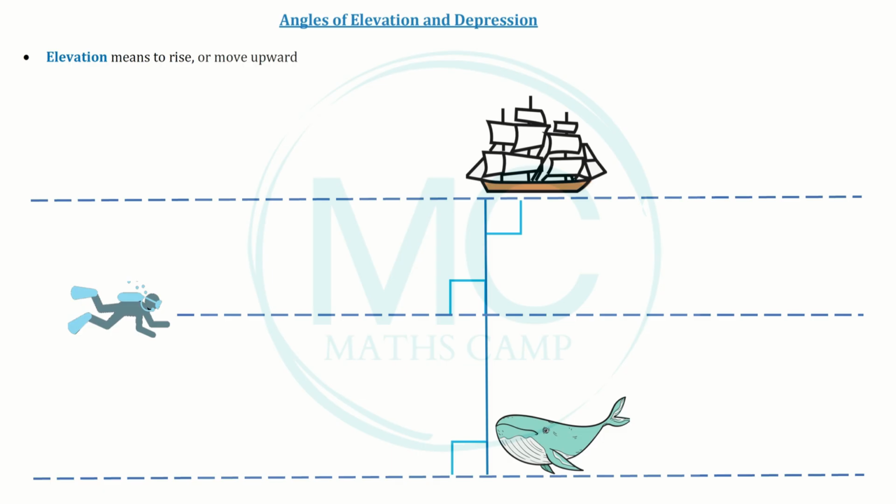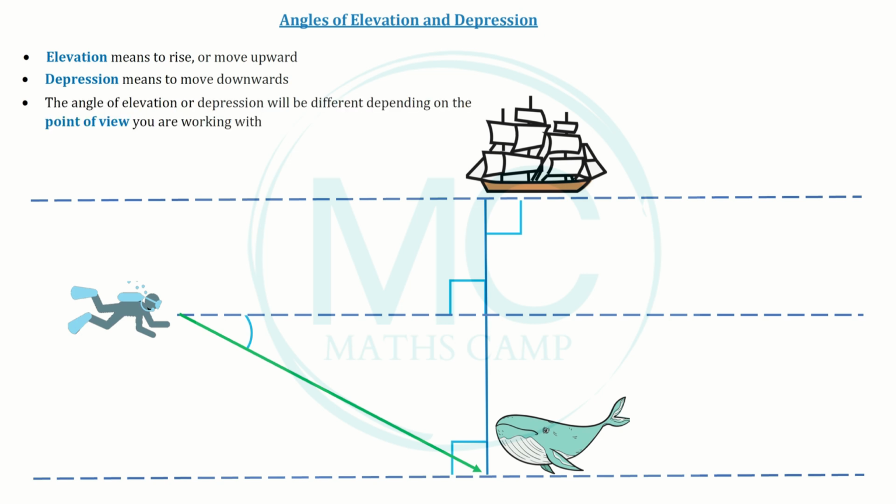This angle is the angle of elevation. But what if the diver decides to swim down to the whale? Let's draw a line from the diver to the whale. The word depression means to move downwards. So to find the angle of depression, we start at the horizontal line and move toward the line down to the whale. This is our angle of depression. The angle of elevation or depression will be different depending on the point of view you are working with. Always remember that when you look up, it is an angle of elevation, and when you look down, it is an angle of depression.